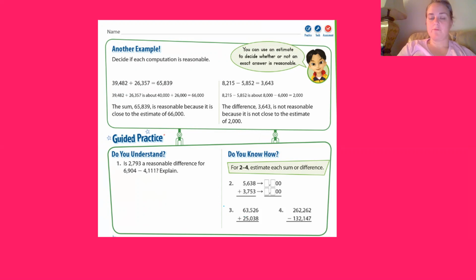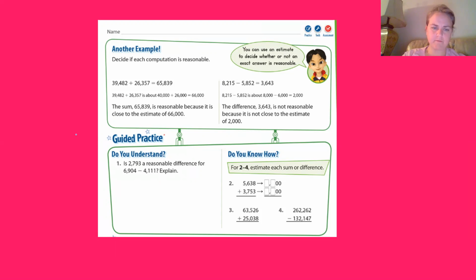Let's look at number 2. It says estimate each sum or difference. So when you're rounding, you either have to round to the 1,000 or you have to round to the 100, but it has to be the same for both numbers. So you're either going to round to the thousands for both numbers, or you're going to round to the hundreds for both numbers. You're not going to do two different things. So let's look at number 2.